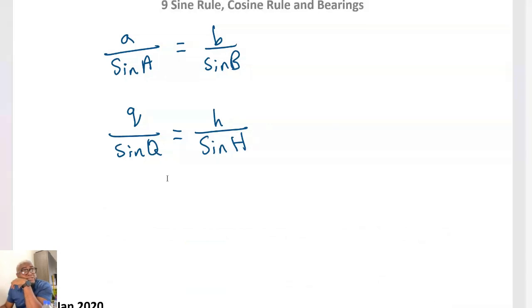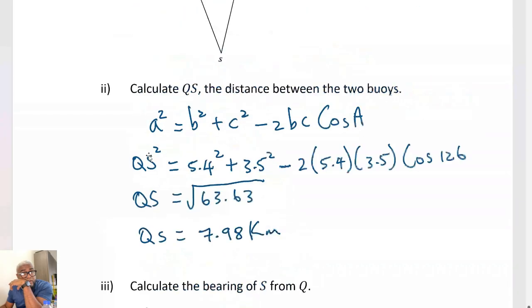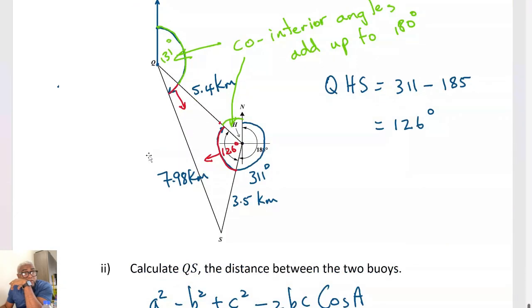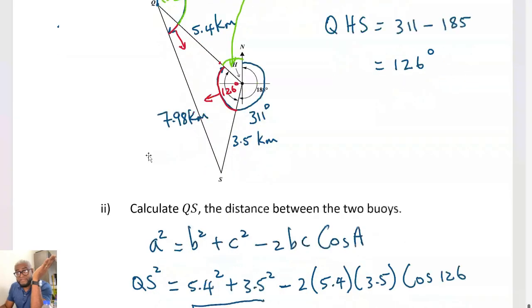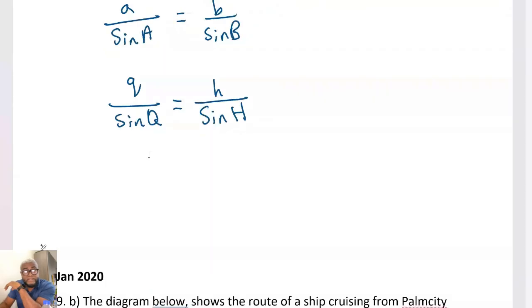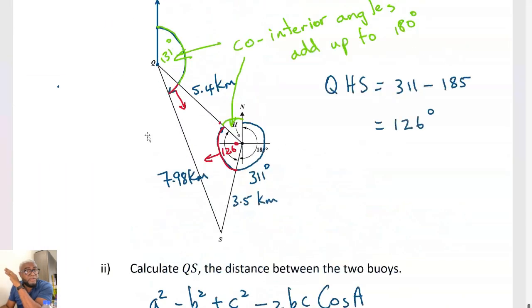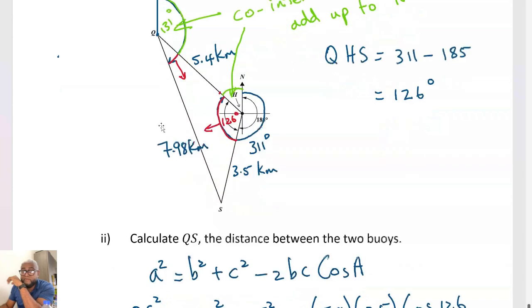Tell me what common q is. Scrolling up. What is common q? I want to make sure I know where we're working. 3.5. Excellent. Common q is 3.5 over sine capital Q. Is capital Q the angle we're looking for? Yes. Capital Q is this little red angle here. That's what we're looking for.